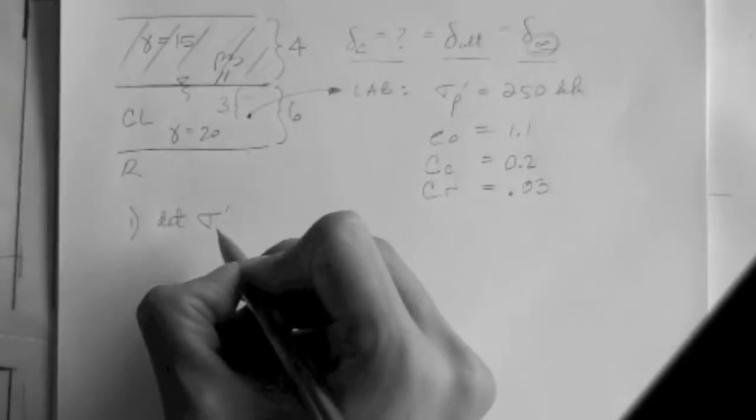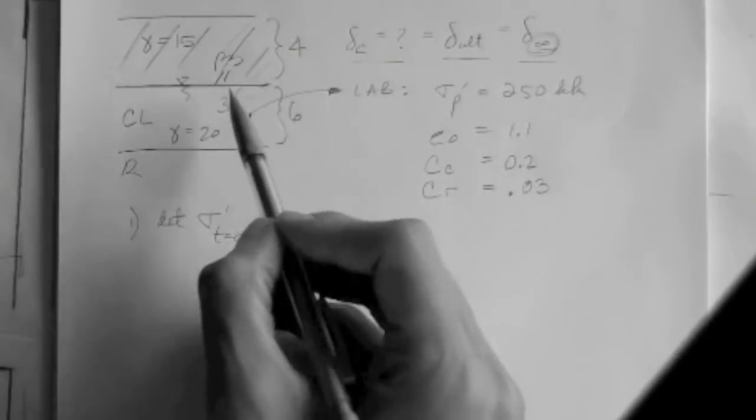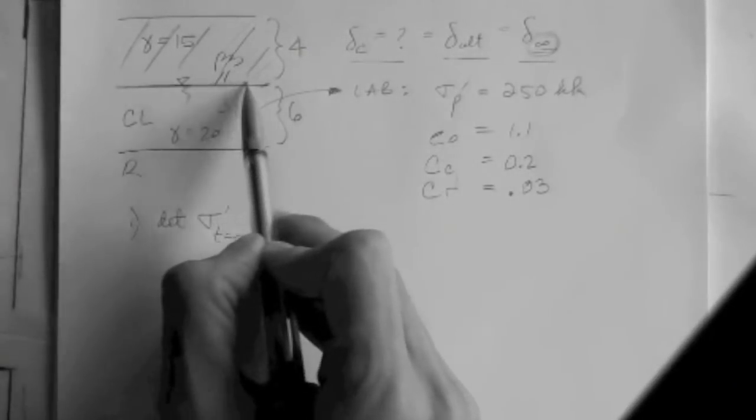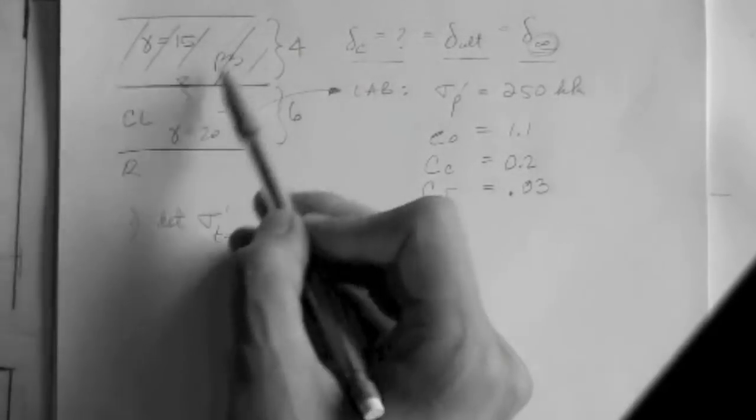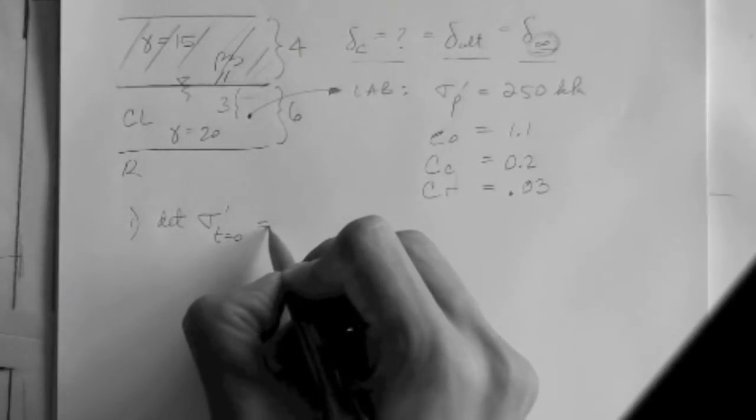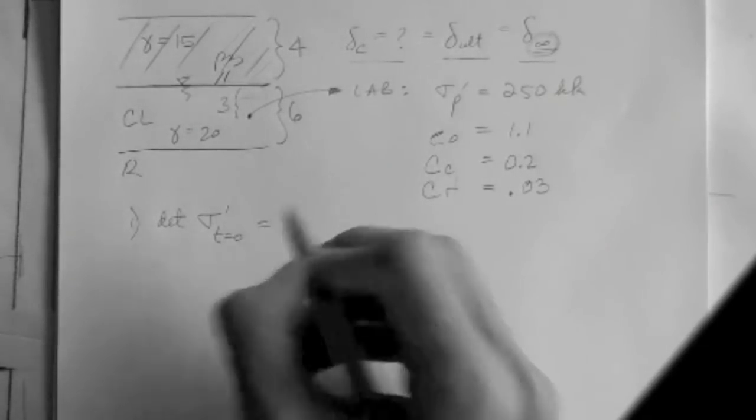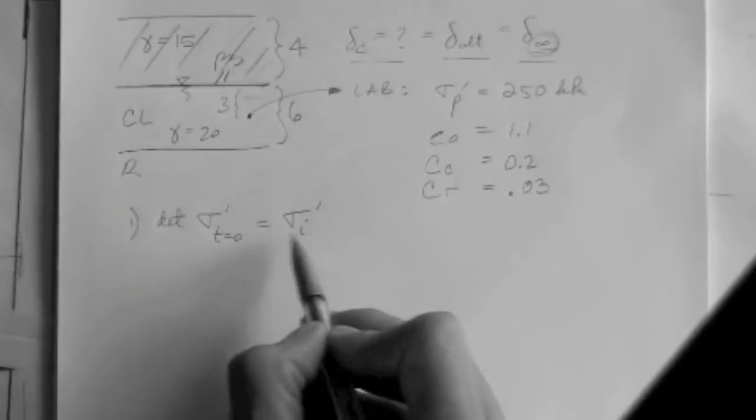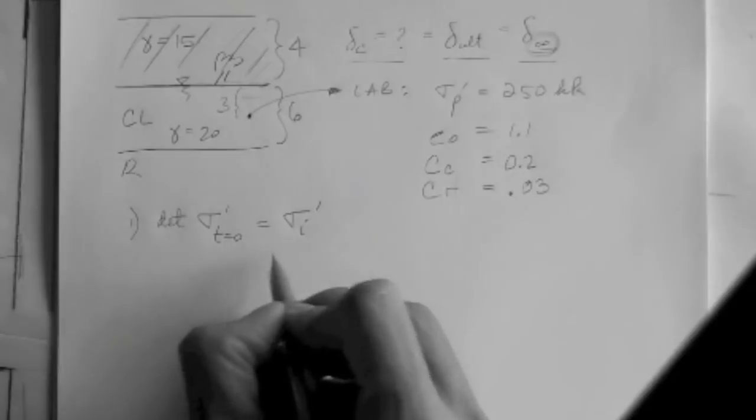So this is the time that we call time equals 0, where you are walking around the site on the ground surface, and you're thinking about placing a fill on top. Okay, that's time equals 0. The effective stress there is also called the initial effective stress. That's another name for it.